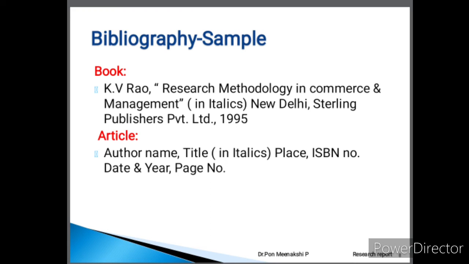Article. If I am referring to some article, write the author name, then the title, always the title in italics. Then place, ISBN number, date, year and page number. This is the way you have to write your bibliography. Always use italics in the title. Okay.